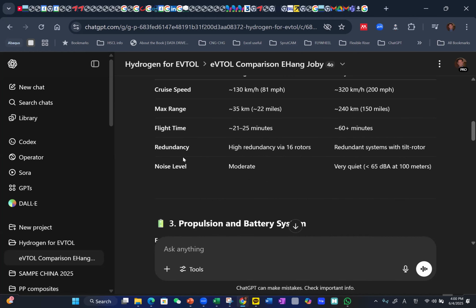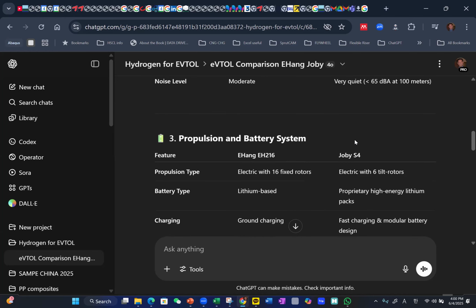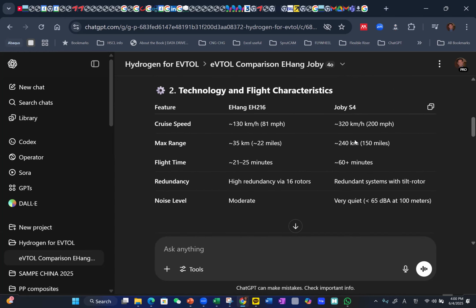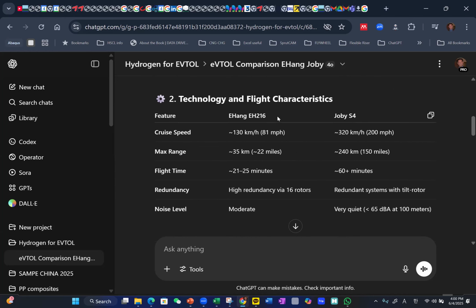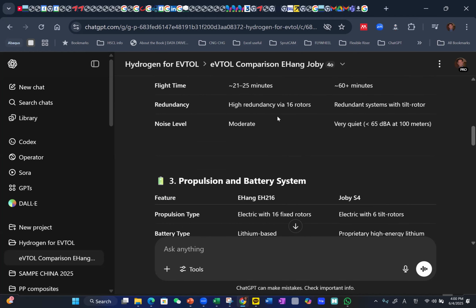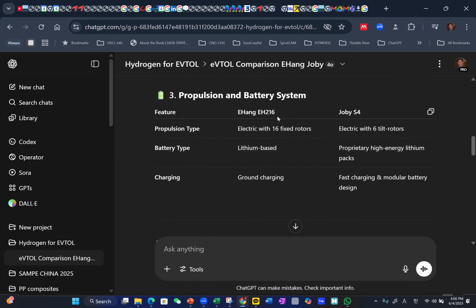And redundancy: high redundancy via 16 rotors, and a redundant system with a tilt rotor system. Noise level: moderate, and very quiet. That is not the major point, but this is the technological flight comparison. Now, this is important: propulsion and battery systems.